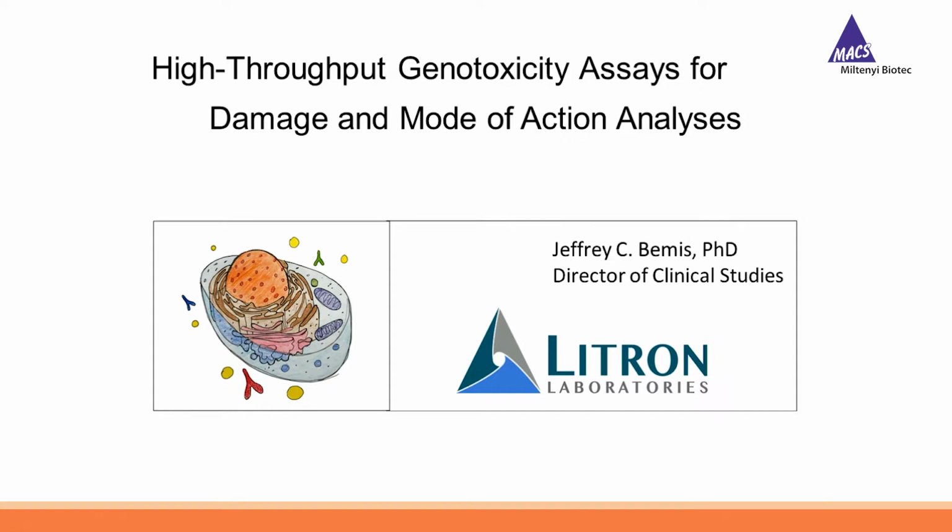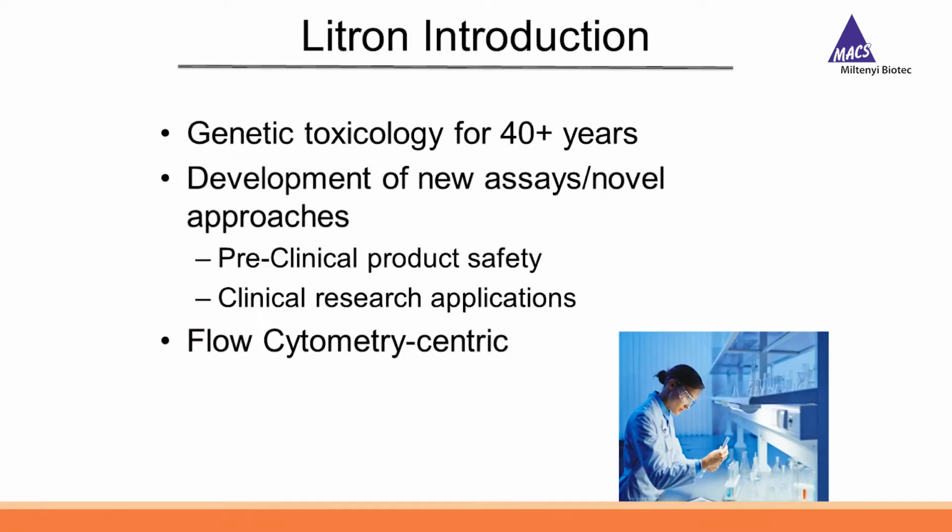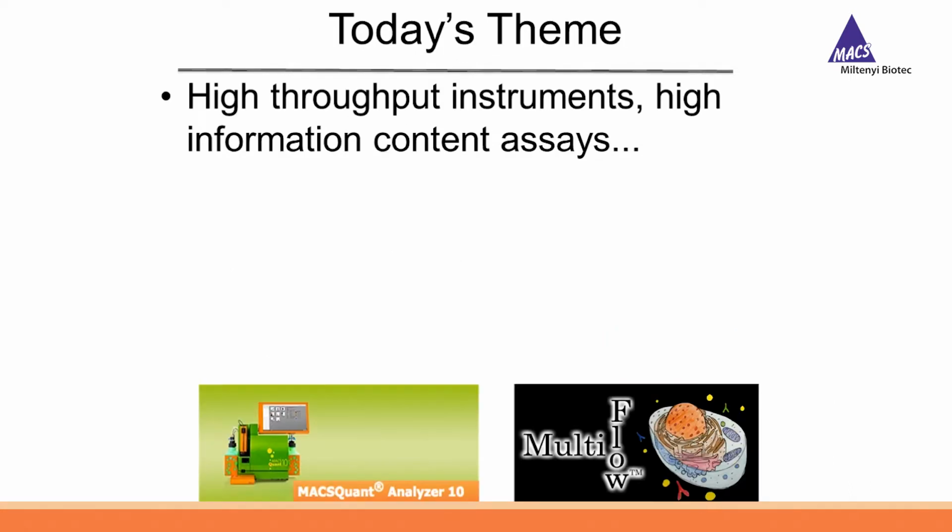So I'm going to start right out in our discussion of high-throughput genotoxicity assays with a quick little introduction about Litron, just to give you a perspective from where we're coming from. We've been in the genetic toxicology business for over 40 years and primarily focusing on the development of new and novel approaches, not only for preclinical product safety testing, which is where the bulk of our work is done, but in addition, we do some clinical research applications of these same endpoints as well. All of our assays are basically centered around flow cytometry, and that is going to be the theme of today's talk: high throughput instruments combined with high information content assays.